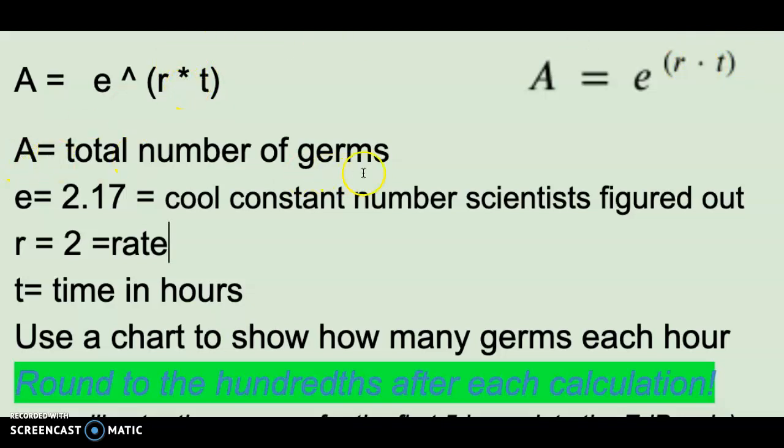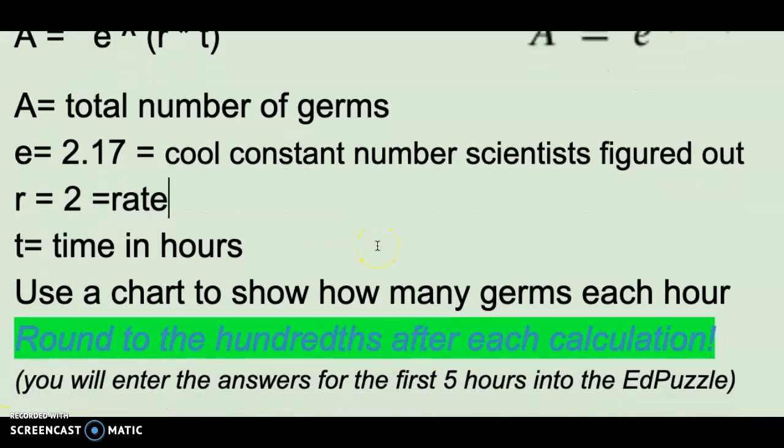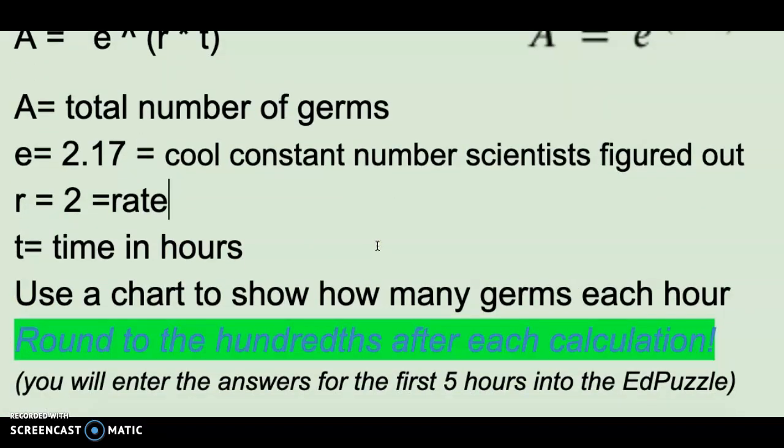And so A is the total number of germs. And E is just a cool number they figured out through science experiments. We're going to have our germs double every hour. And so we have the rate and the time in hours. So you should have made a chart to show how many germs you had each hour. And you should have done that for the first 5 hours. And that's what you're going to enter in just a second.